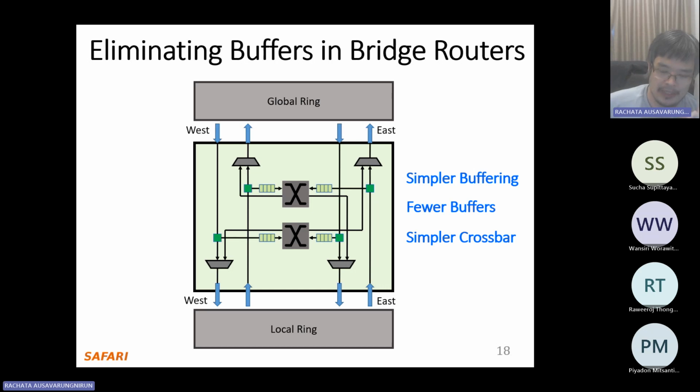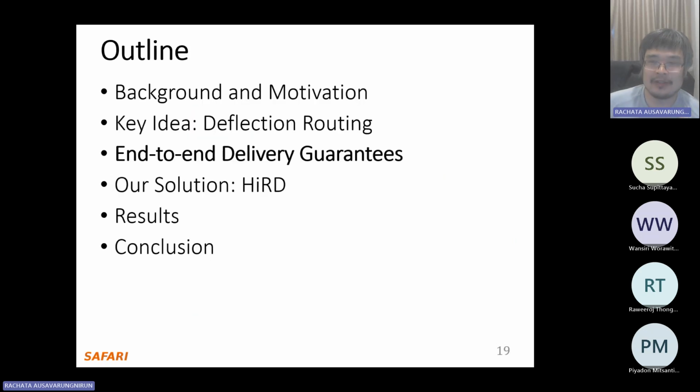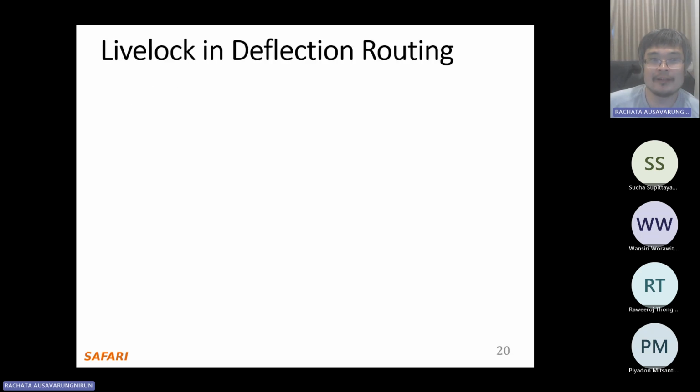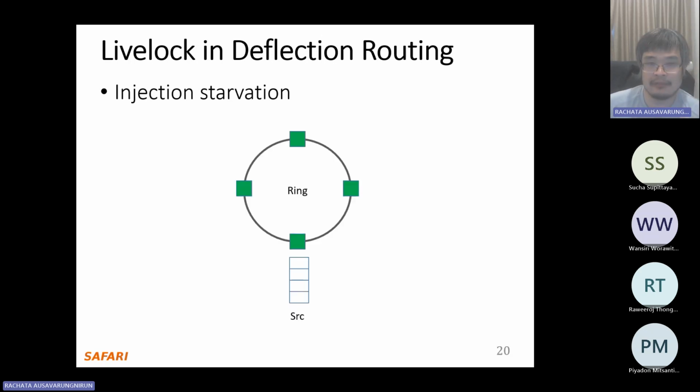Now, here's my issue. I use deflection, which means I can have livelocks. Livelock is basically the case where I go forward in the link forever. I never get to go anywhere else. So the next thing we do is how do we guarantee delivery, right? There are multiple places we can have livelock or deadlock. Basically, the first place is called injection starvation.